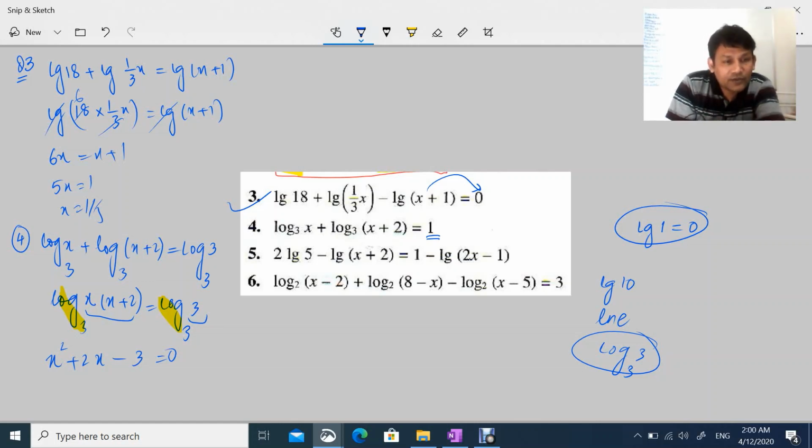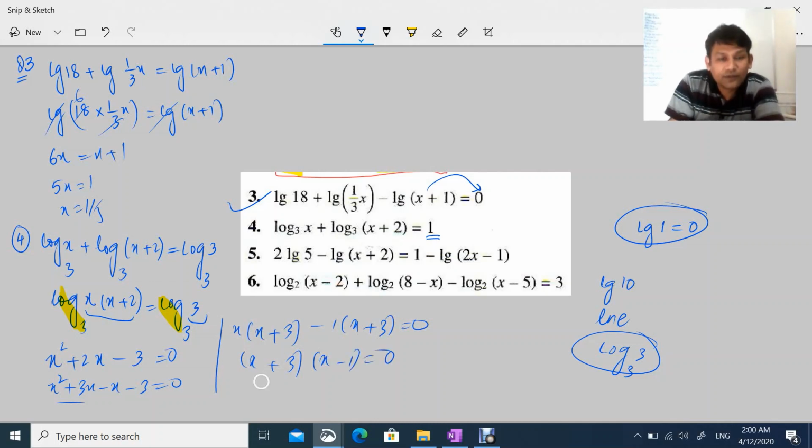3 times 3, 1 is 3. Okay, this is 3x minus x and minus 3 equals to 0. I am solving here. Common is x plus 3 and minus 1 x plus 3. This is the way we can get the answer, and I am solving because I want to check in the end that the value of x is defined or undefined. X is minus 3, sometimes negative is also right.